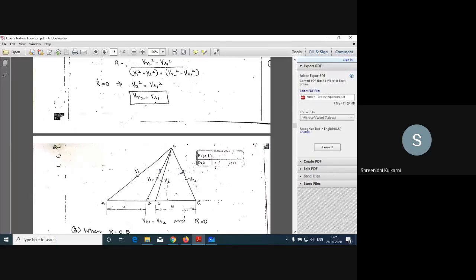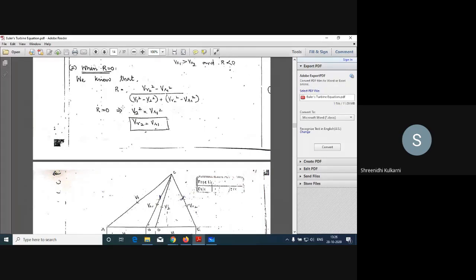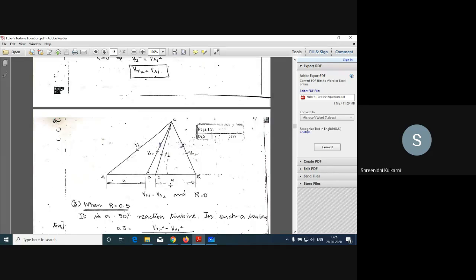For R is equals to 0, you can directly or blindly write VR1 is equals to VR2. If you are getting any confusion, just write the degree of reaction equation for axial flow turbines, substitute R is equals to 0 and check it here. What you will get is VR2 is equals to VR1. So this is the second one.